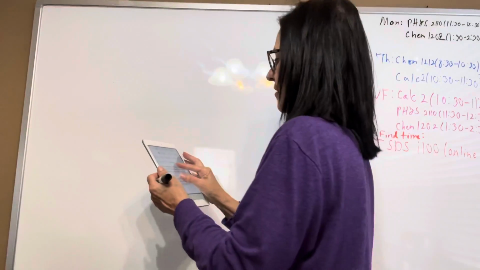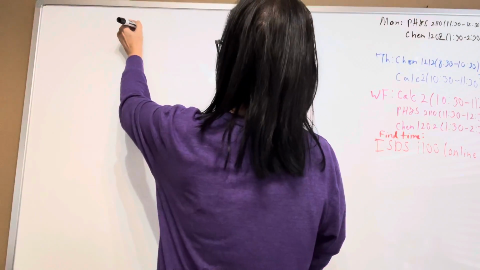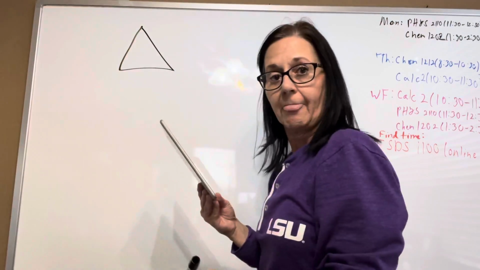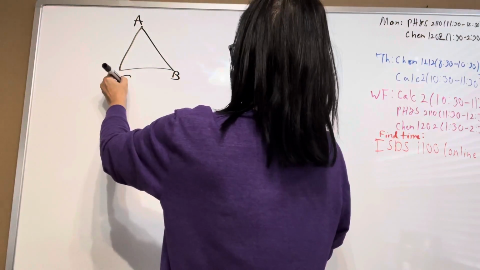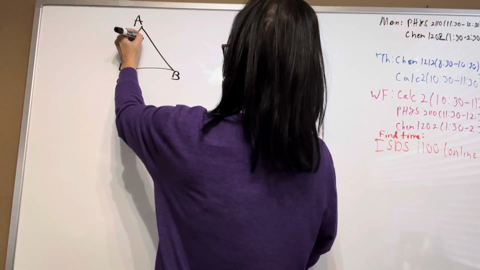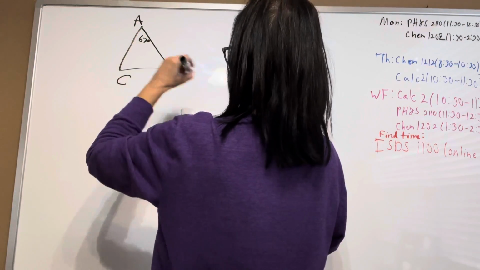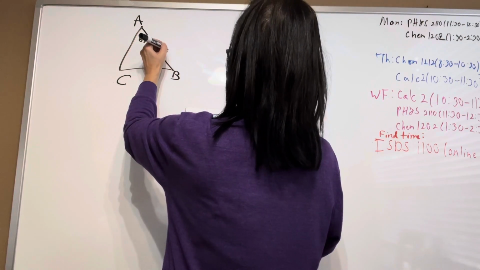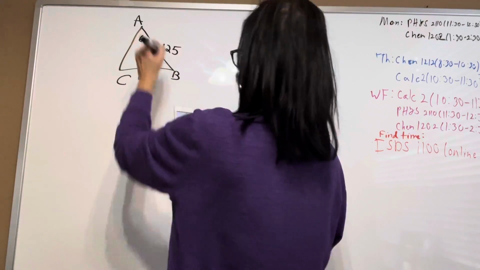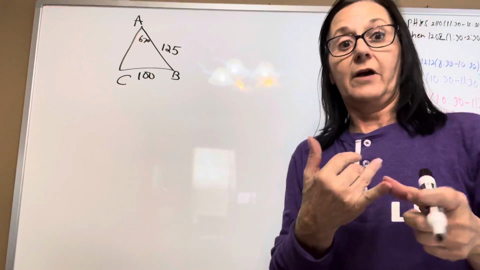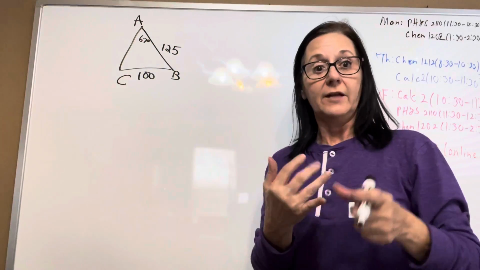Okay, drawing a triangle again. It just helps me to see it. All right, so angle A is 67 degrees. Side c is 125. a is 100. I have side side angle, and the angle is acute. So I have none, one, or two. It's the ambiguous case.